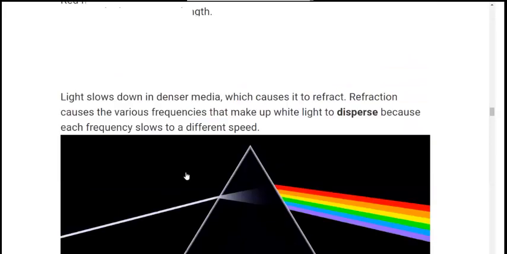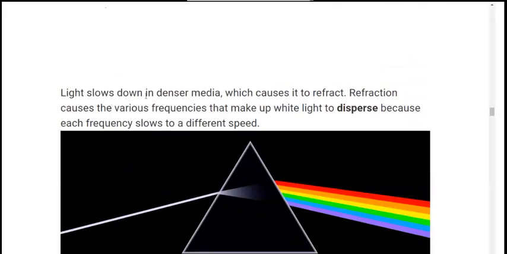And now come to the point. Light slows down in denser media, as I have already discussed in the previous class, which causes it to refract. The basic cause of refraction of light while passing from one medium to another is that the speed of light gets changed. Because of that, light gets bent or deviated from its actual path while making a transition from one medium to another.